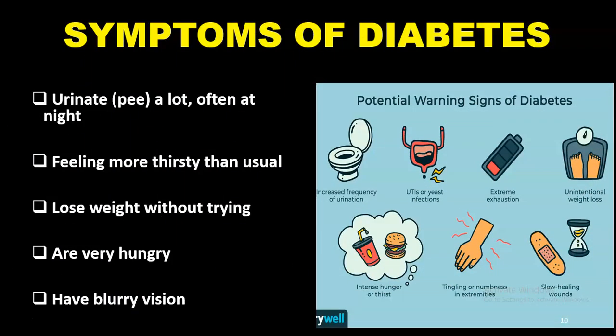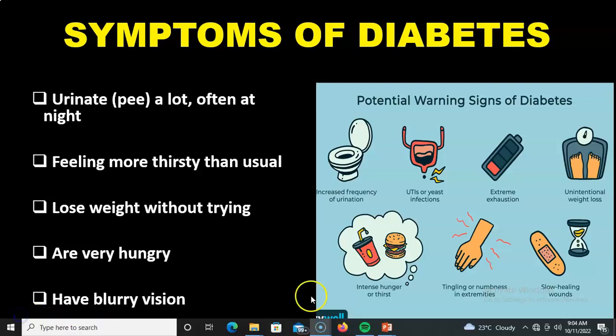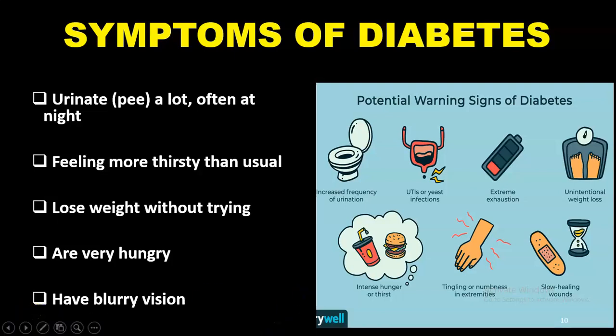So let's look at symptoms of diabetes. The severity of diabetes symptoms is influenced by blood sugar levels. Some people may not exhibit symptoms, particularly if they have type 2 diabetes or prediabetes. Symptoms of type 1 diabetes frequently appear suddenly and are more severe.